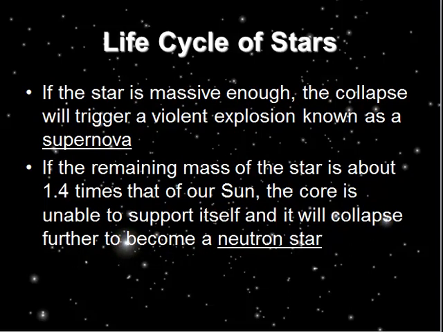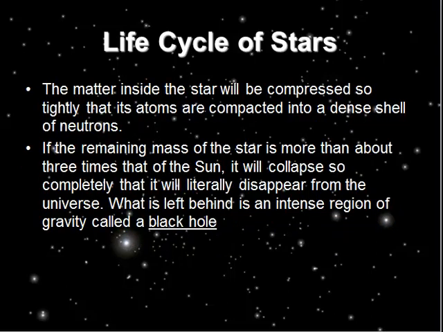If the star is massive enough, the collapse will trigger a violent explosion known as a supernova. If the remaining mass of the star is about 1.4 times that of our Sun, the core is unable to support itself and it will collapse further to become what's called a neutron star. The matter inside the star will be compressed so tightly that its atoms are compacted into a dense shell of neutrons.